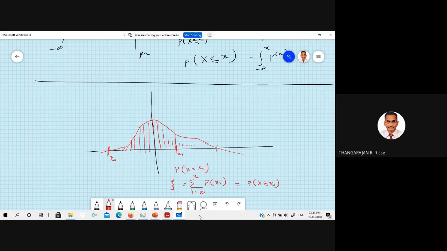This is equal to this. Okay. So now you see that in a discrete case, you have to do a summation of the probability. This is not a probability density function, but a probability mass function, PMF. If it is a discrete case, we call it probability mass function. If it is a continuous case, we call it a probability density function.